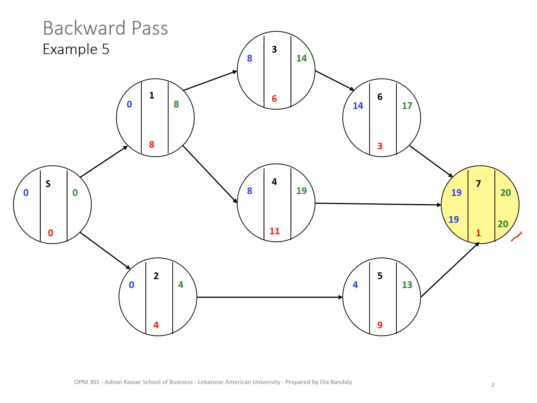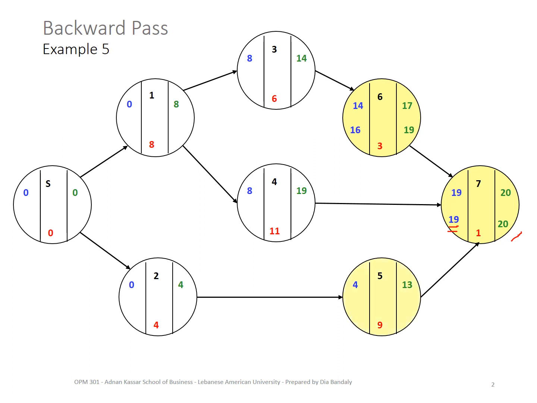Now we go to activity 6. Activity 6 is an immediate predecessor for 7. And 7 has a latest start of 19, which means I can allow 6 to finish at its latest by 19. You see the logic here? Very important. Then the latest start of 6 will be 19 minus 3, so that's 16.